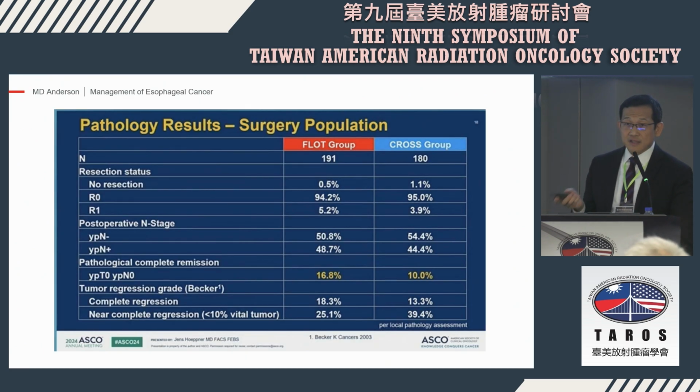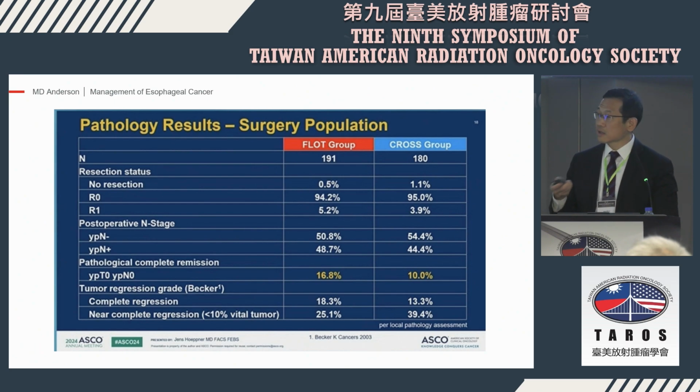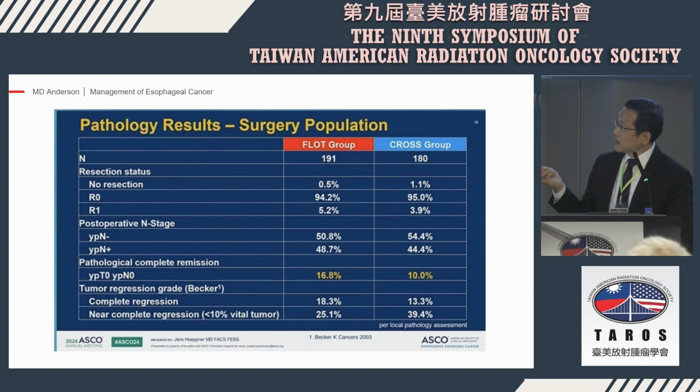What's interesting, and this is very surprising, if you look at the pathology results for these two groups of patients, the CROSS results, the pathologic complete response is only 10%. As you saw from the previous presentations and all the data up to this point, with preoperative chemoradiation the pathologic complete response rate is typically about 25%.